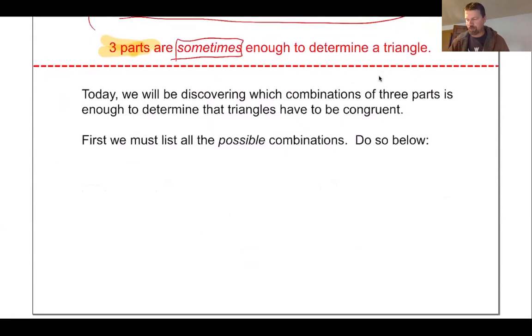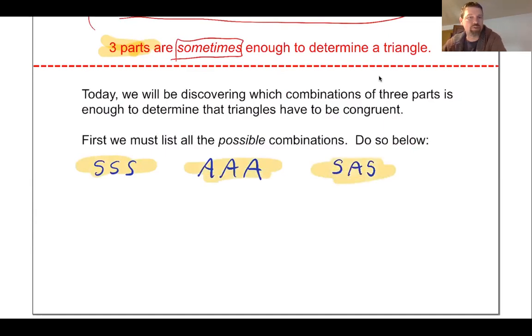So to do this, we're going to have to list all the different combinations of parts we could have. We could have what we call side, side, side, which means we know the sides of the triangles are congruent, but that's all we know. So the 3 sides. Or we could know the 3 angles. Or maybe I know 2 sides and 1 angle. Maybe I know the angle that's trapped in between the 2 sides. These are the 3 we're going to explore today. We're going to explore if those work for triangle congruence shortcuts. In other words, if they force the triangles to be congruent or if they don't work.